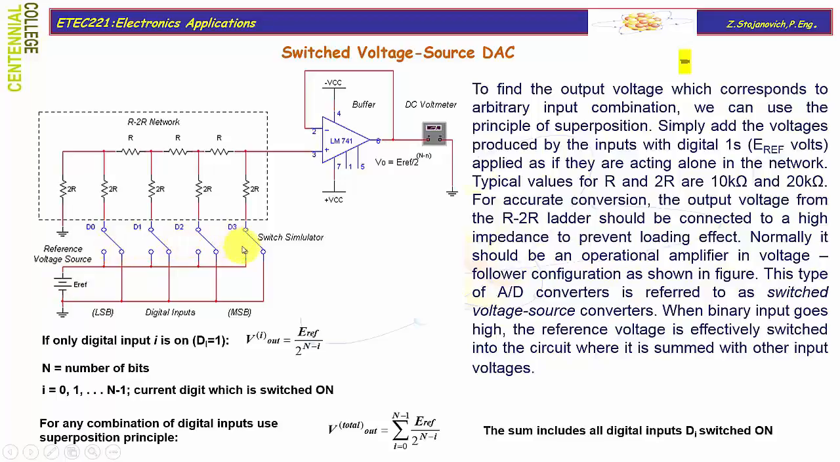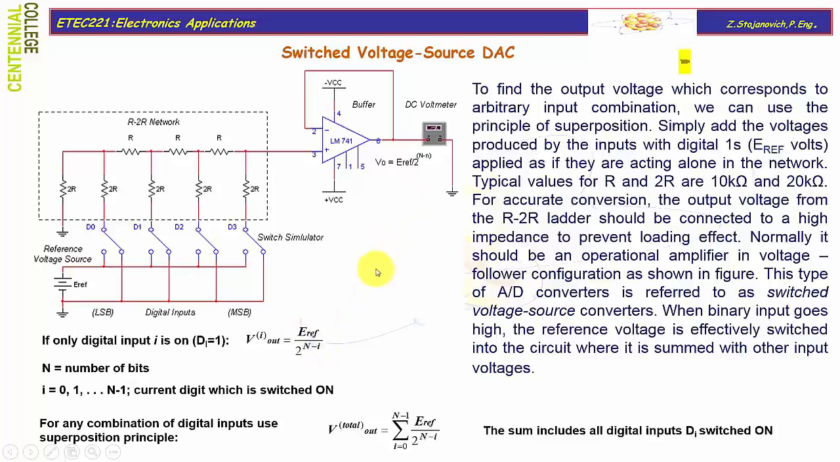By doing that, you can set up any digital input word. We already found that if only one input, say I, is turned on, that means the corresponding switch is connected to E-ref, the contribution of that particular bit position will be E-ref over 2 to the power n minus I. N is the total number of bits. Here it is 4, and I is the current bit position which is connected to E-ref.